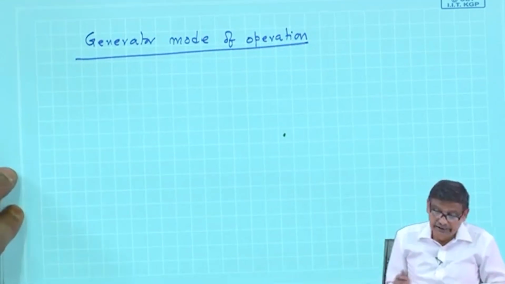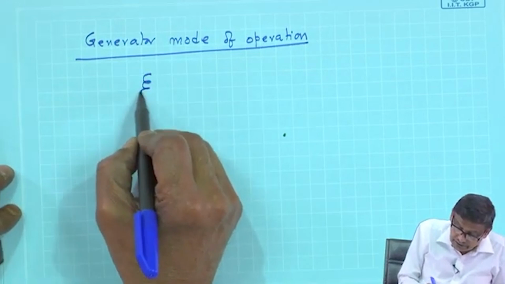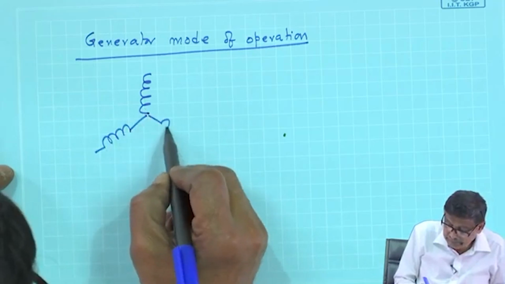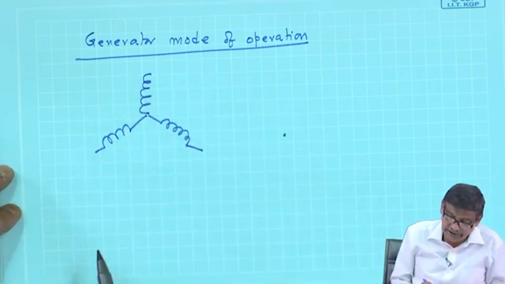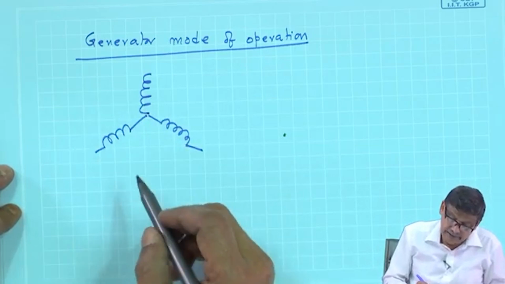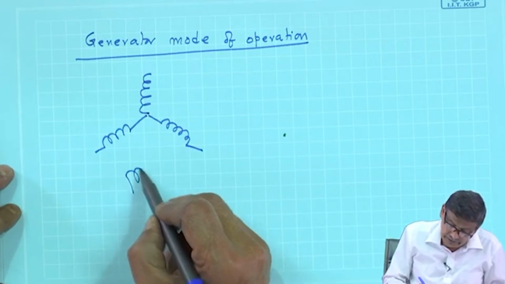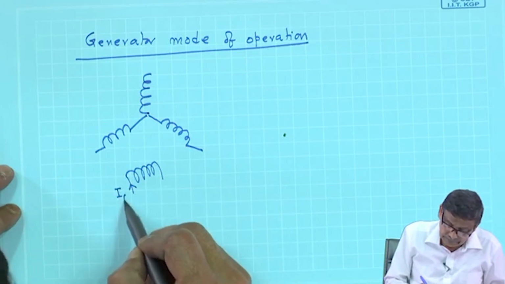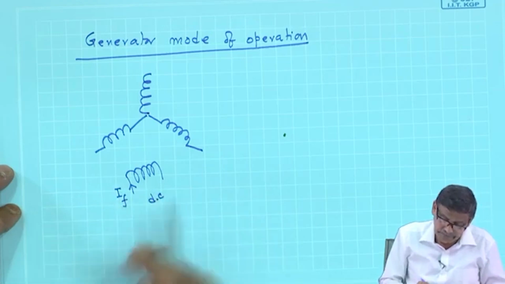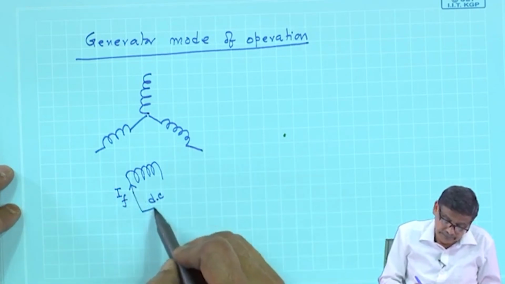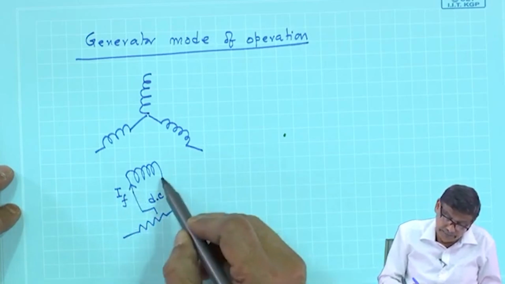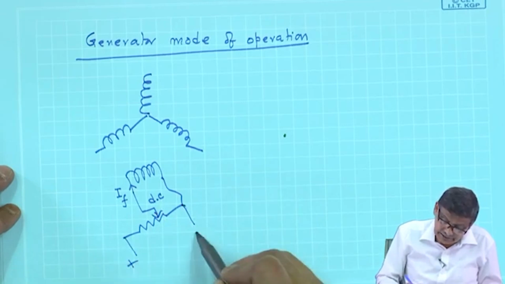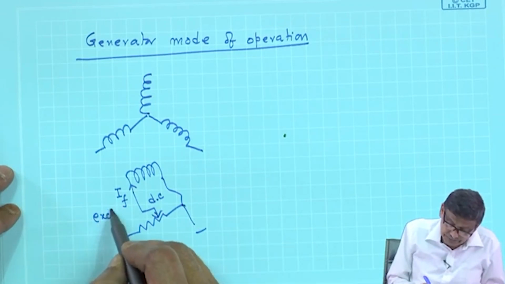So, in a generator, what is to be done? This is my stator coils. Suppose star connected, I have taken, and this is your field winding, DC, and let me draw like this. Suppose connected like a potential divider connection, so that this is called excitation of the motor.